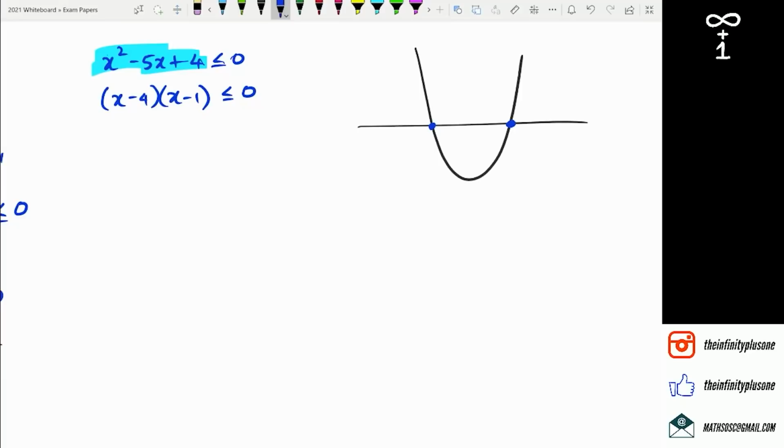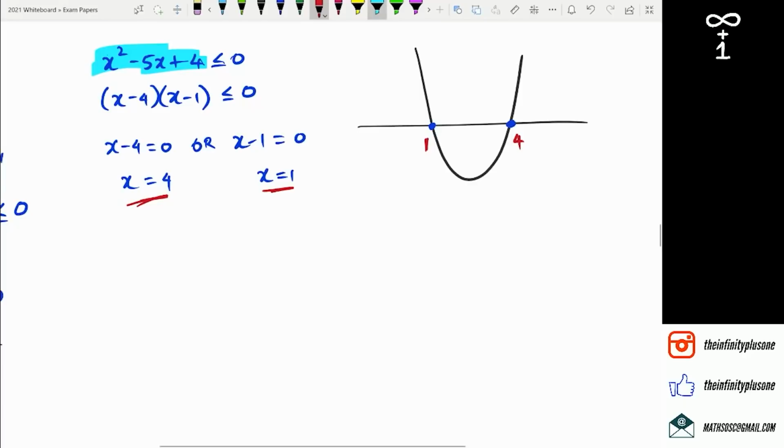So how this works is, once we factorize this, we solve it. We get x minus 4 is equal to 0, or x minus 1 is equal to 0. So in other words, x equals positive 4 and x equals positive 1. These two values we've just solved are these 2 points right there, 1 and 4. What we need to understand is we're looking for when this parabola is less than or equal to 0. So this line that I've drawn here is the line when y equals 0, and if I look at less than 0, I'm looking at this particular zone here.